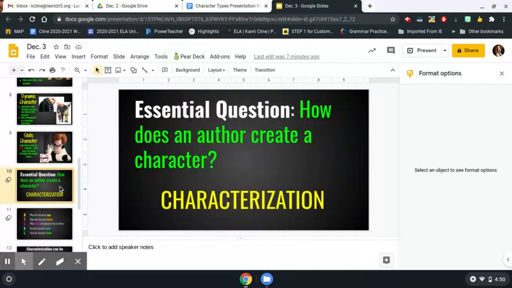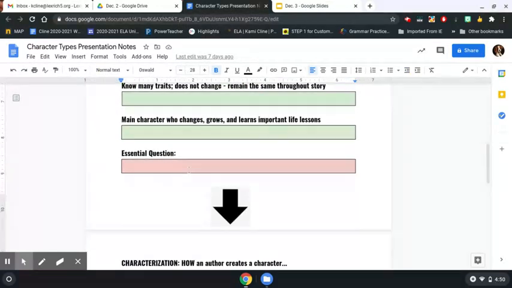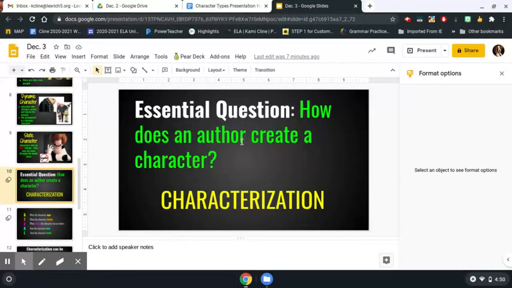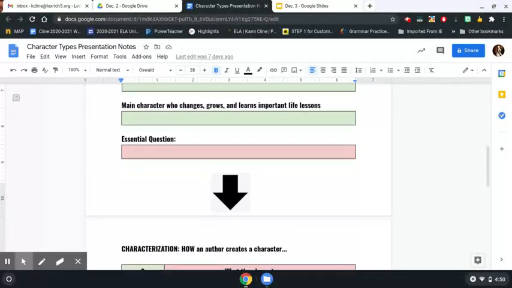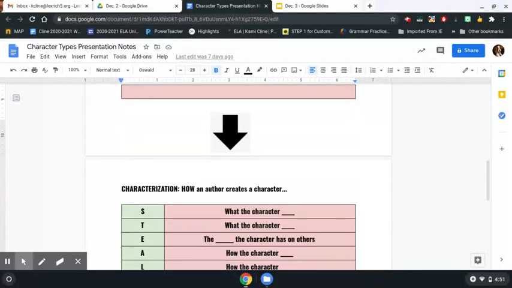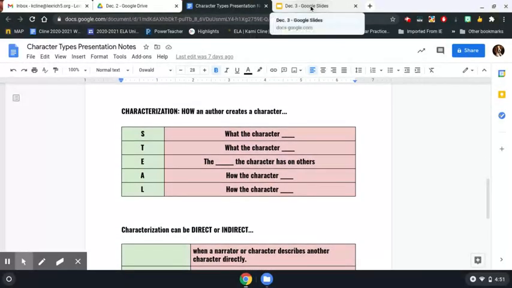So what's our essential question for today? How does an author create a character? That's called characterization. So let's go back in, and right here I want you to type, how does an author create a character? You will type that right here in our essential question. And like I said, that is called characterization.